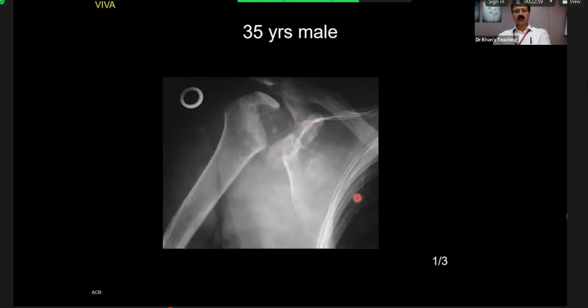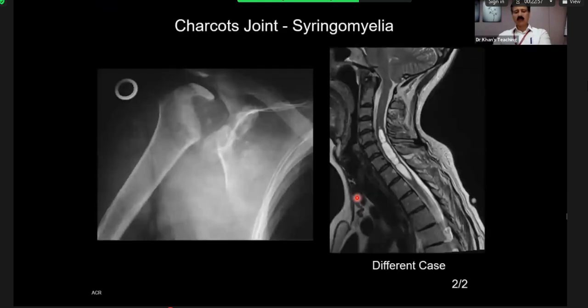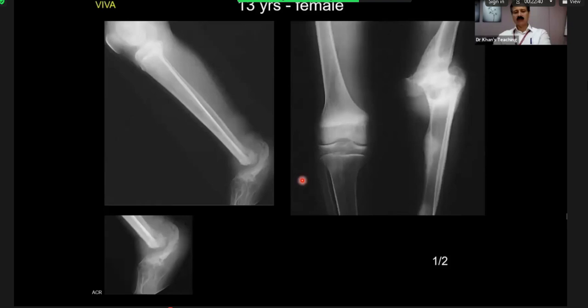In this kind of case, you will advise MR because in the shoulder, usually you look for a syringomyelia. This is not the same case. This is a different case, but this patient also had a syringomyelia. But just to elaborate, this is a syrinx which can be symptomatic. Okay, candidate one, over to you.